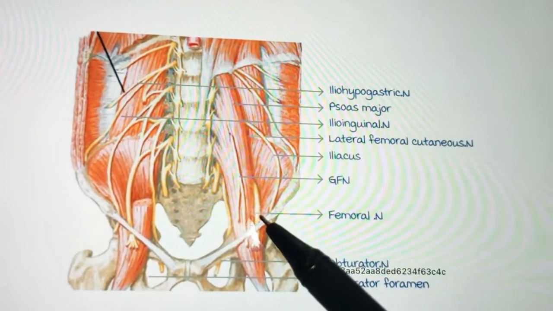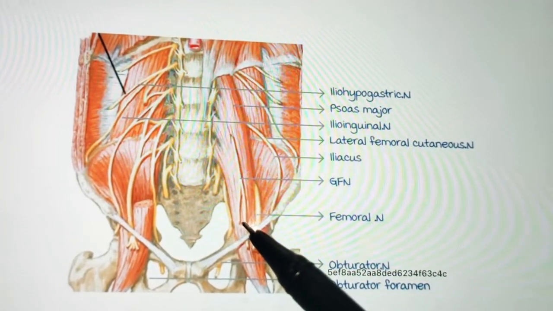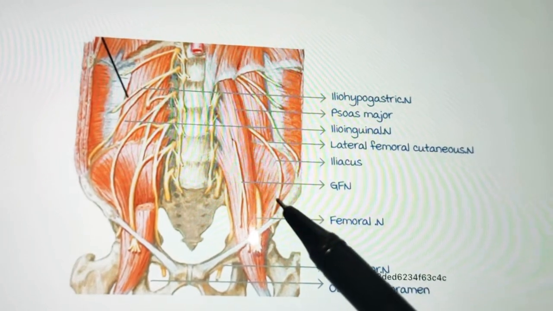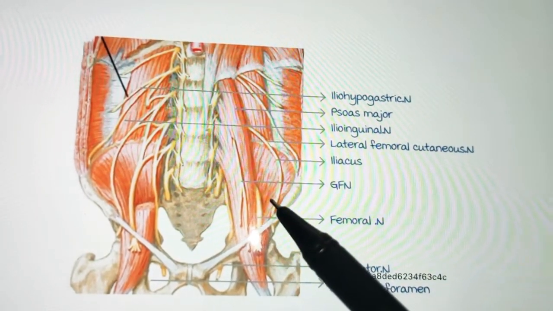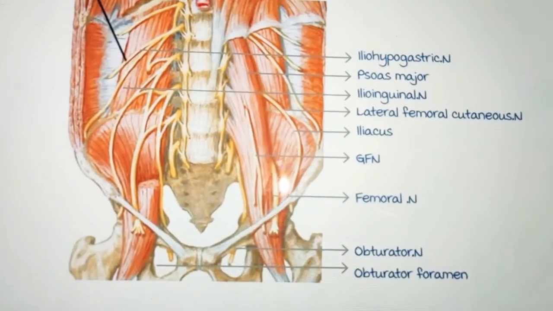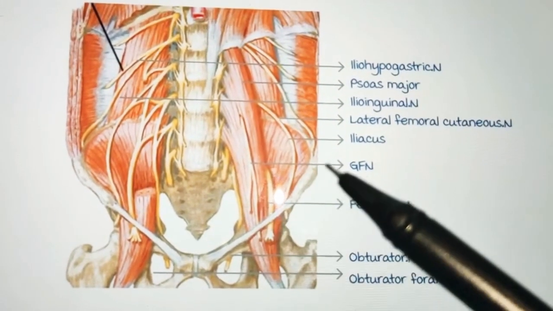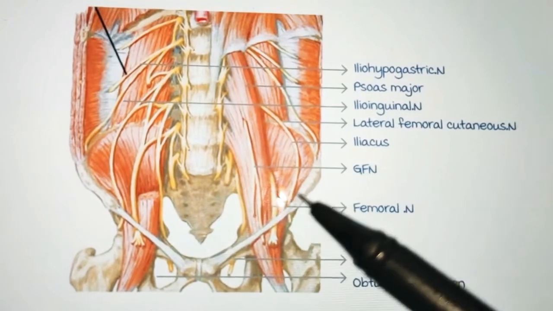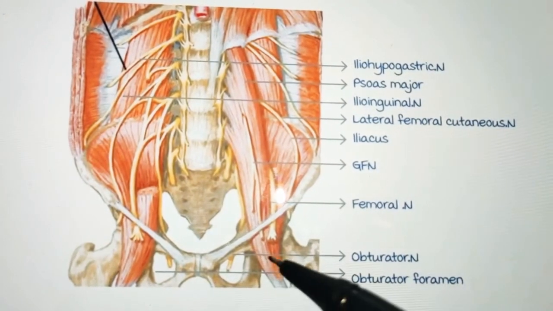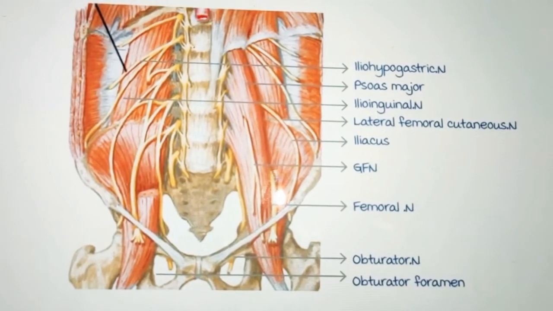So what all the nerves are passing below the inguinal ligament? Of course, the first one is the femoral nerve, and the next one is our genitofemoral nerve, and the other one is the lateral femoral nerve. So if you observe, all these three nerves have femoral in their name. So remember, all the femoral nerves pass below the inguinal ligament, and of course the obturator nerve passes through the obturator foramen. It is very simple to remember.